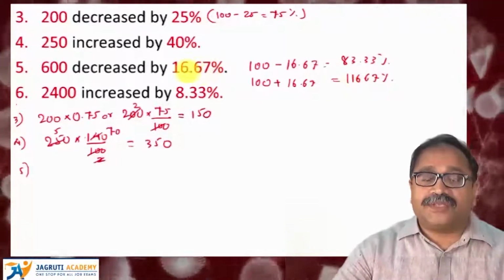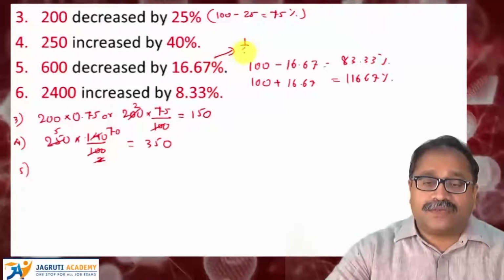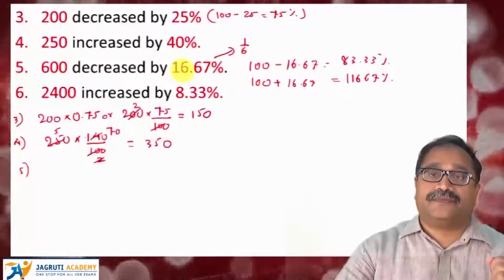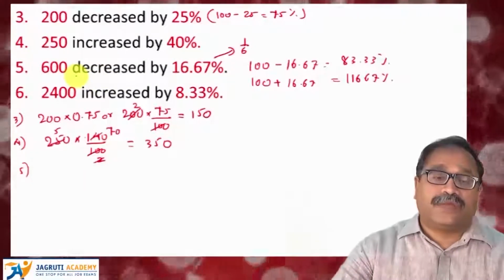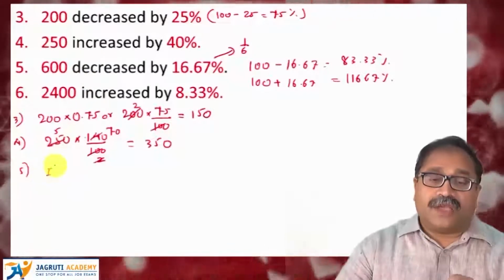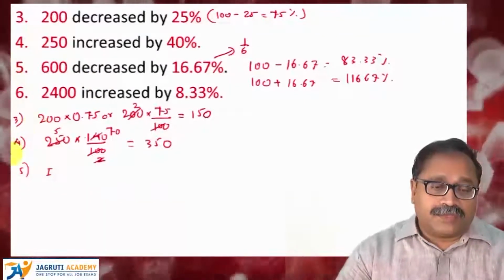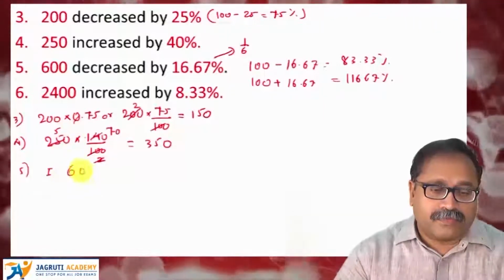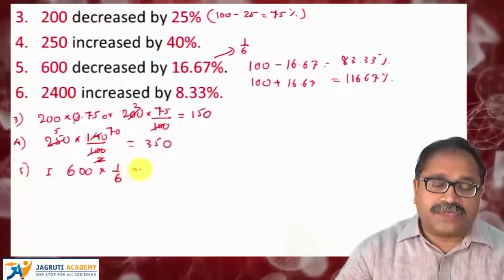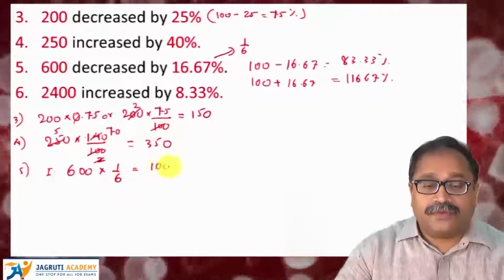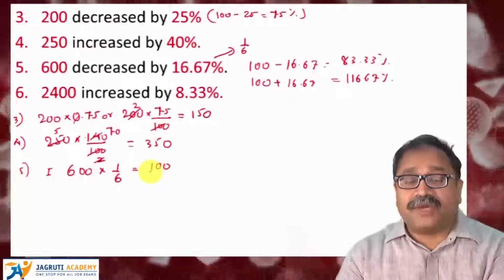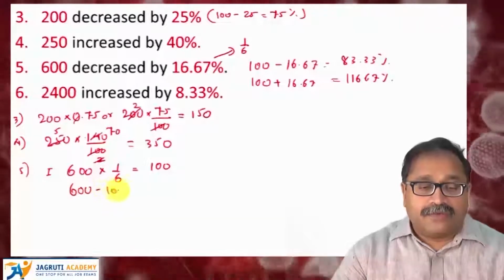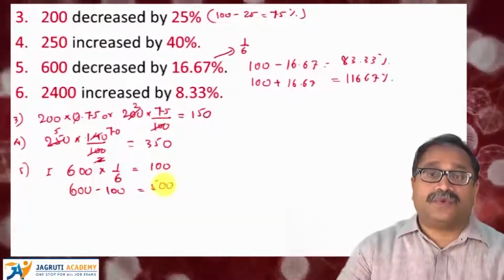Instead, if you are aware that the fraction value of 16.67 is 1 by 6, which we have seen in our previous video, then instead of 16.67 I will be using 1 by 6. So let's take 1 by 6 of 600. There are two ways again. I will calculate 1/6 of 600, that is 600 into 1 by 6, which is equal to 100. Now the value is decreased by 100. What will be the new value? The new value will be 600 minus 100, which is equal to 500. This is one way of dealing with it.